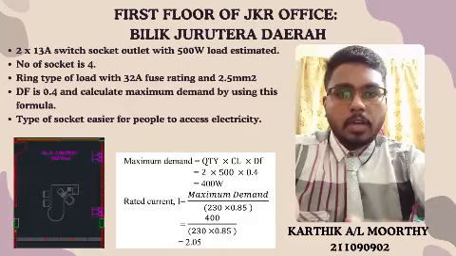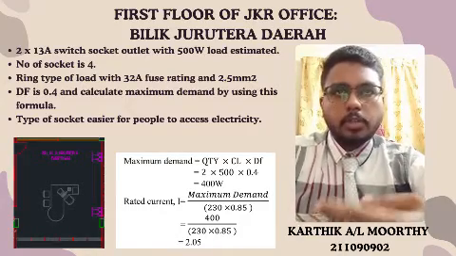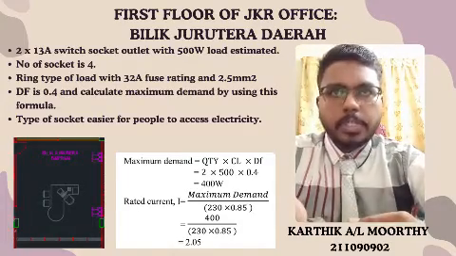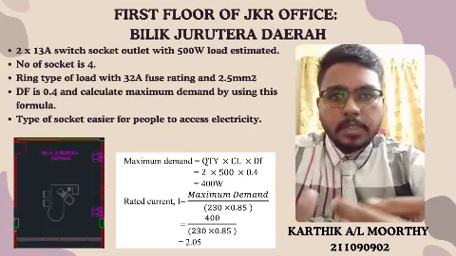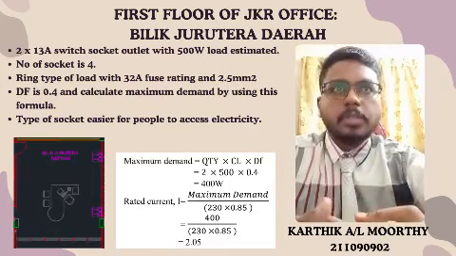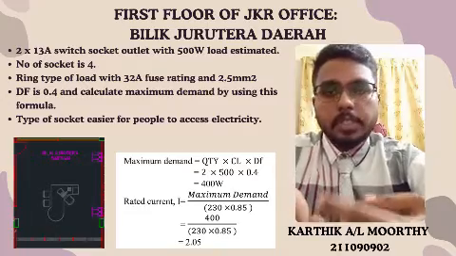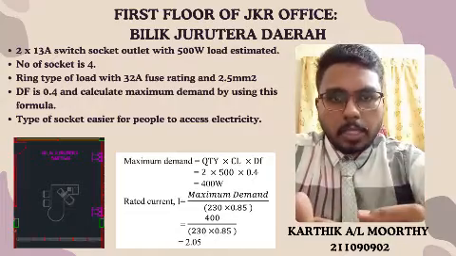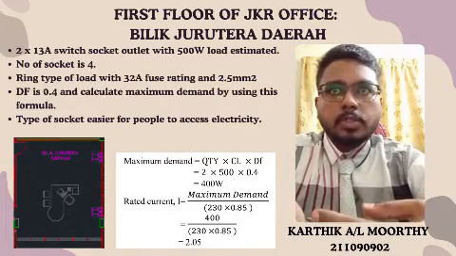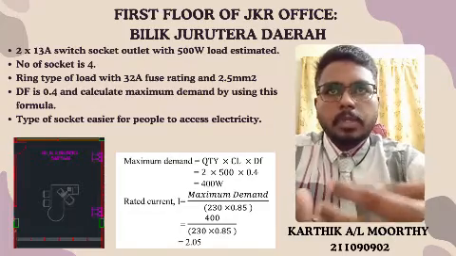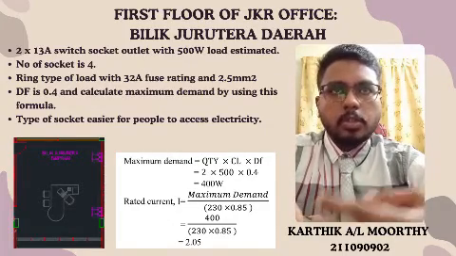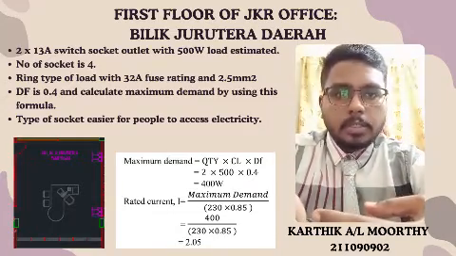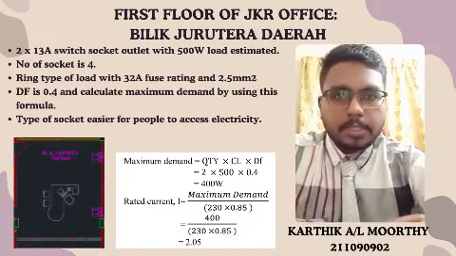With assignment 2, our first example is at Village Urutra Daira. We were ordered to fix power sockets for the first floor offices and balance load for power socket. In order to complete this task, we choose 2 times 13 ampere switch socket outlet with 500 watt load estimated according to the appendix. The number of sockets will be 4. We choose string type of load because the quantity is high and less than 10, so we can calculate with 32 ampere fuse rating and 2.5 mm square wire size according to the appendix.